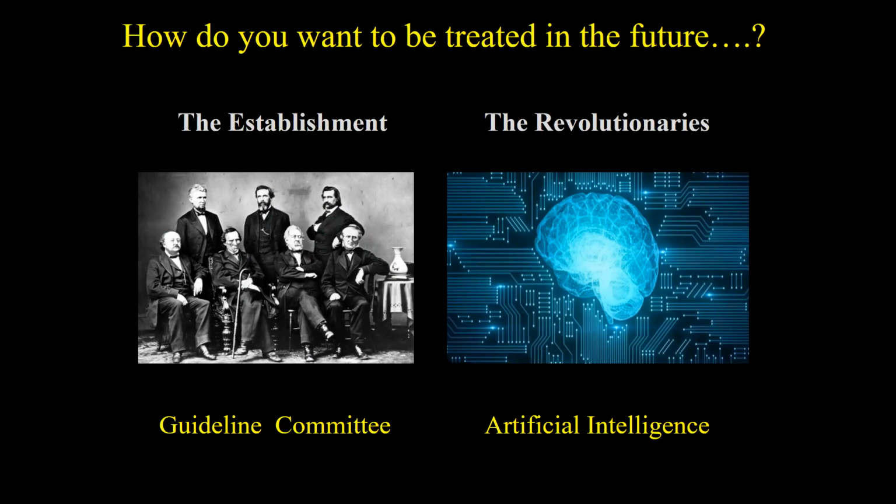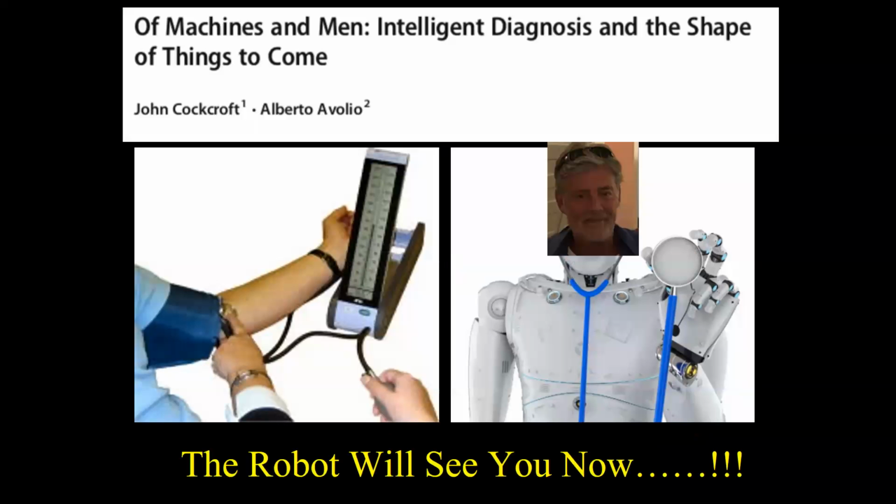So how would you want to be treated? Would you want to be treated by the establishment that's going on drug company studies? And this is the guidelines committee when they were younger. Or would you want to be treated by a robot? Well, I'm sorry, but the robot for me wins every time. So this is our editorial to the Sapphire paper. This is the past, and this is the future. The robot will see you now.